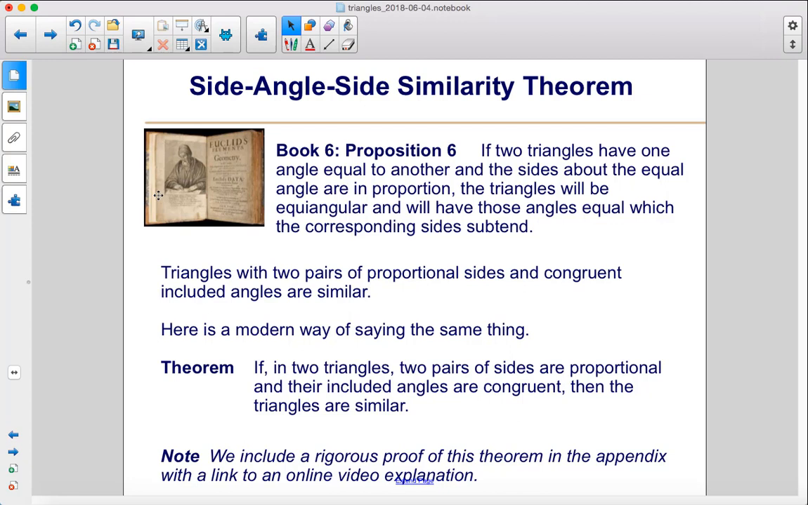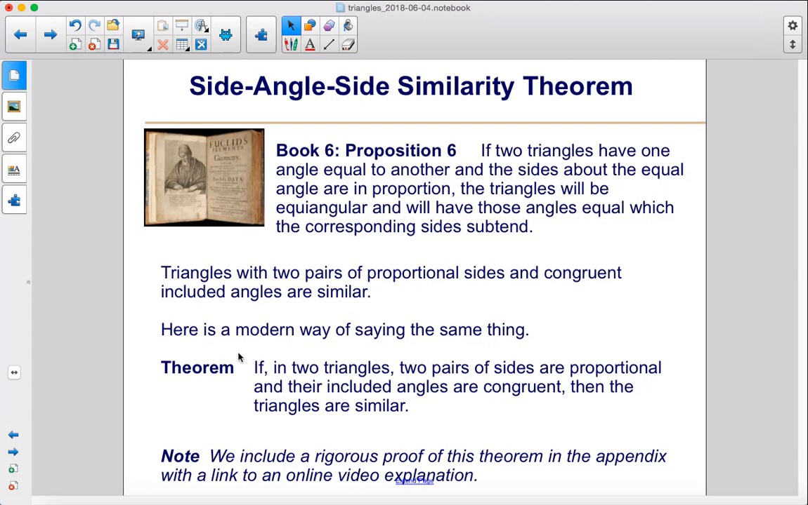Side-angle-side similarity theorem. Book 6, Proposition 6. If two triangles have one angle equal to another, and the sides about the equal angle are in proportion, the triangles will be equiangular and will have those angles equal which the corresponding sides subtend. Triangles with two pairs of proportional sides and congruent included angles are similar.